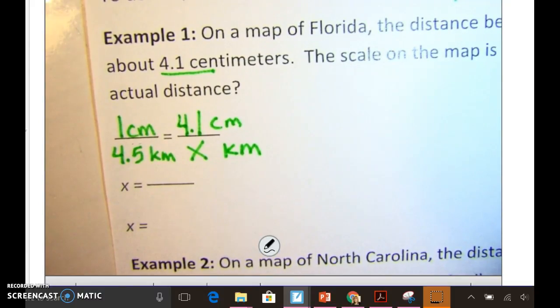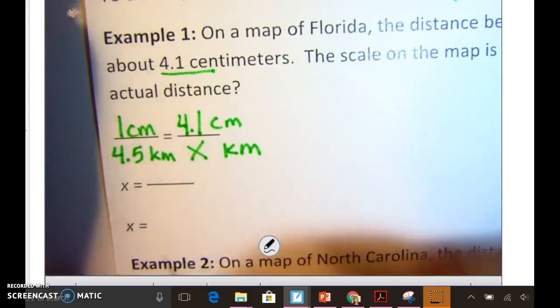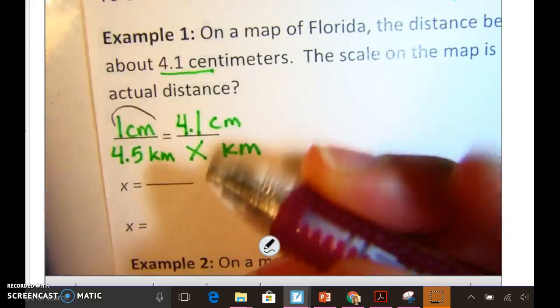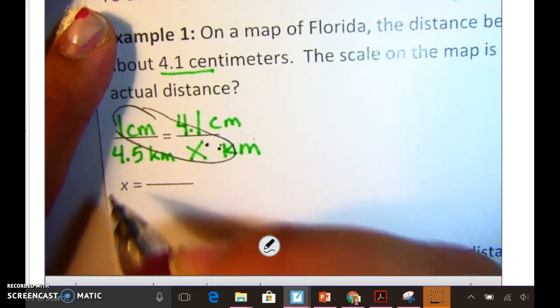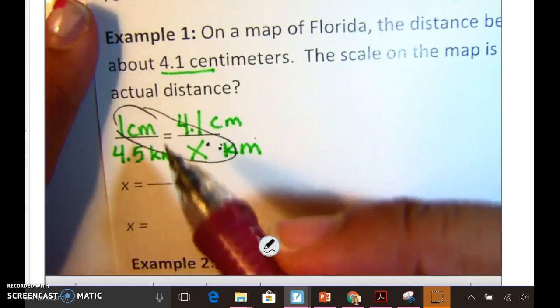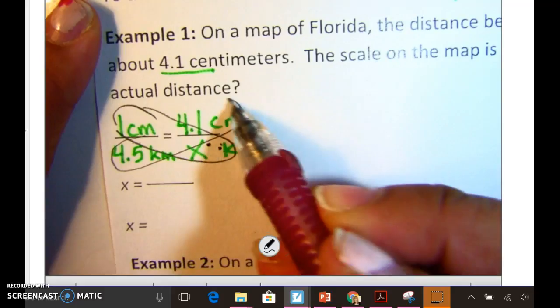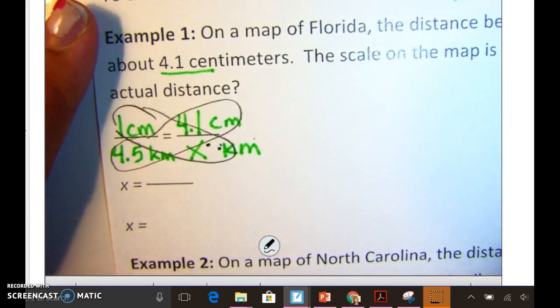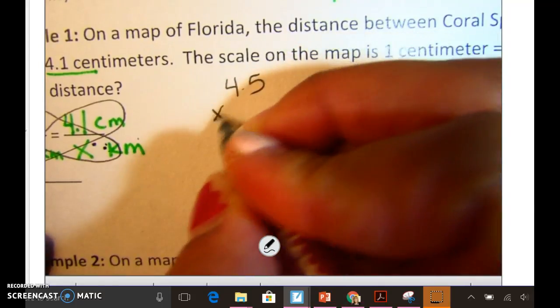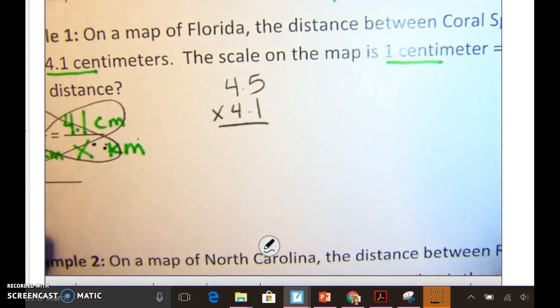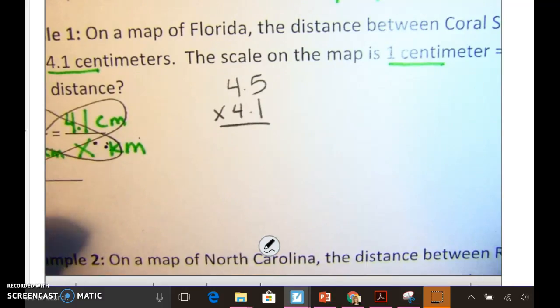So we know how to solve proportions. We multiply across. Because of proportions, the cross products should be equal. So if I multiply 1 times x, that's 1x. I don't need the 1, it's an imaginary 1. And if I multiply 4.5 times 4.1, let's see what we get. Multiply it out, pause the video, and then we'll compare our answers.